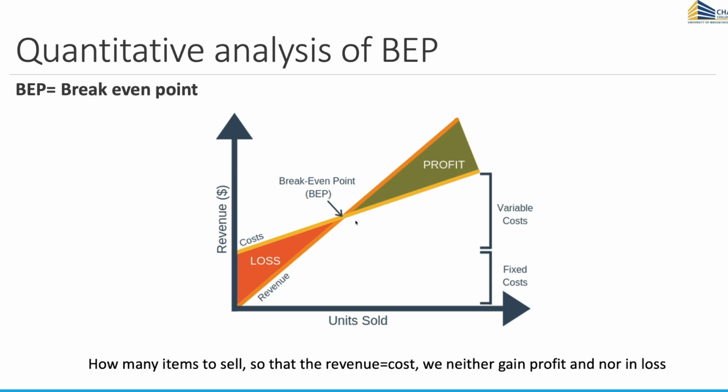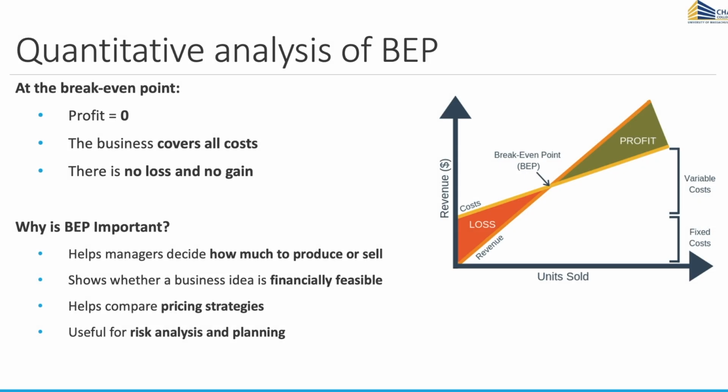Break-even point is the amount of items to sell so that the revenue is equal to cost. We neither gain profit nor are we in loss. So at break-even point, profit is zero. There is no profit at this point. Revenue equals the total cost of producing and selling the product. The business covers all costs. There is no loss and no gain.